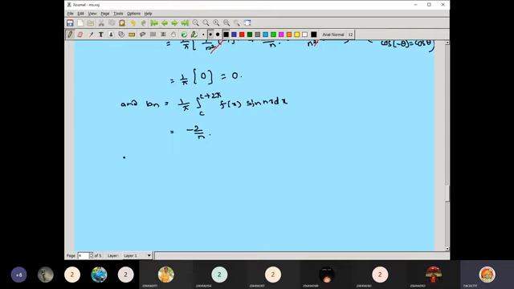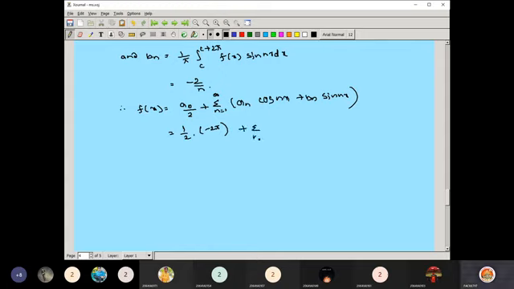Once all those constants are known, therefore you are substituting in the formula. It is a0 by 2 plus summation n equal to 1 to infinity an cos nx plus bn sin nx. So there I am substituting that value. 1 by 2 you keep as it is. a0 we have already calculated. Your a0 value is -2 pi. So it is -2 pi and plus summation n equal to 1 to infinity.